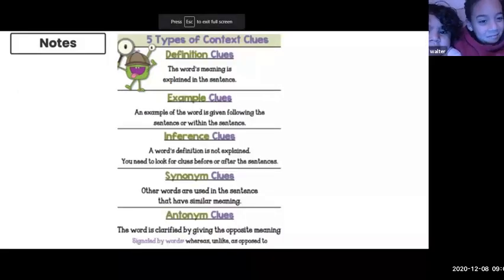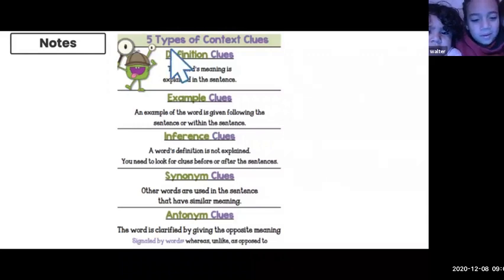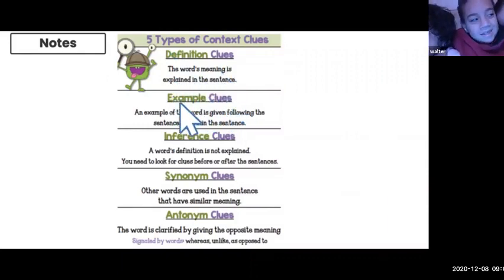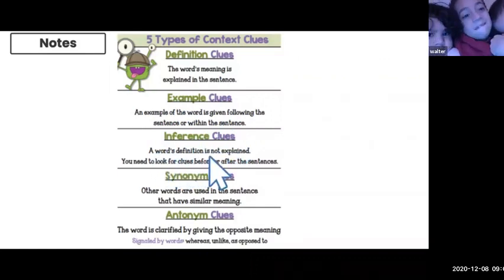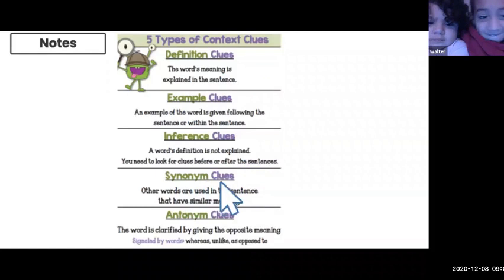We have been talking about types of context clues. The main types of context clues are definition clues, where the word's meaning is explained in the sentence. Example clues, where an example of the word is given following the sentence or within the sentence. Inference clues. A word's definition is not explained. You need to look for clues before or after the sentences. Synonym clues. Other words are used in the sentence that have similar meaning.